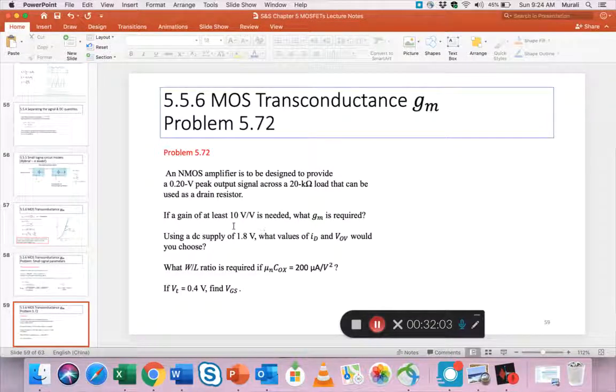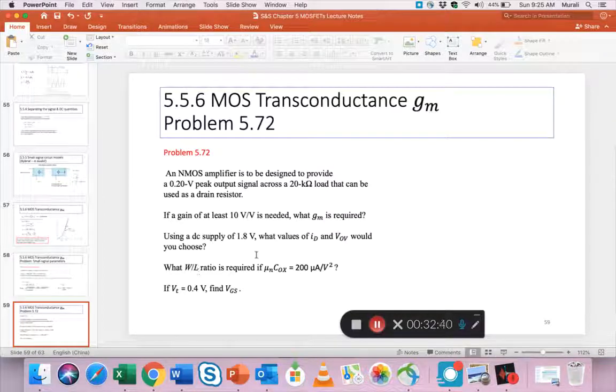The gain has to be at least 10. That means on the input side, the swing on the gate-to-source signal is 1/10 of this 0.2, right? That's what it means. So given all this, what is the gm is one thing that's being asked. Secondly, using a supply voltage of 1.8, so the VDD is given as 1.8, what values of ID and VOV would you choose?